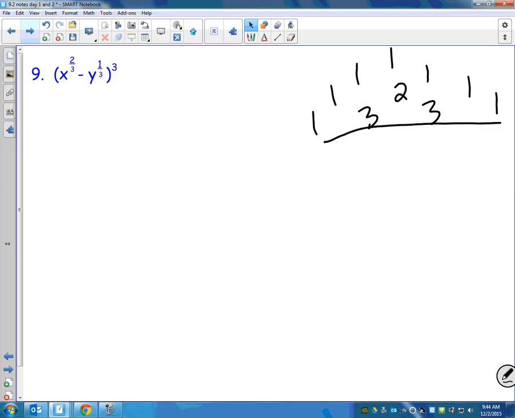I stopped here because I need 4 terms, right? 1, 3, 3, 1. Do you ever have math board races on the board? I miss those. You should have board races of like who can do x plus y to the 10th power.